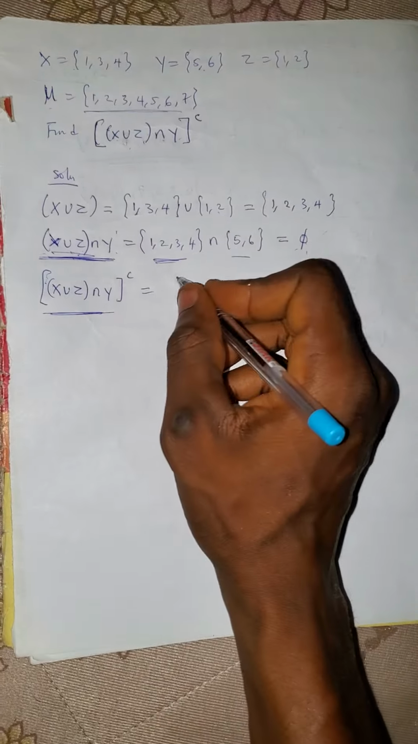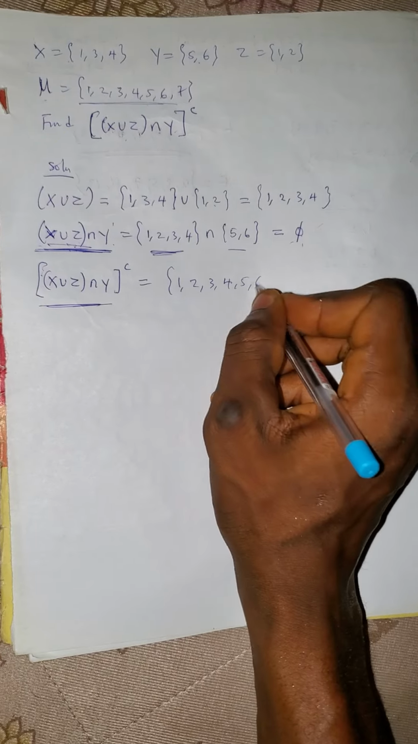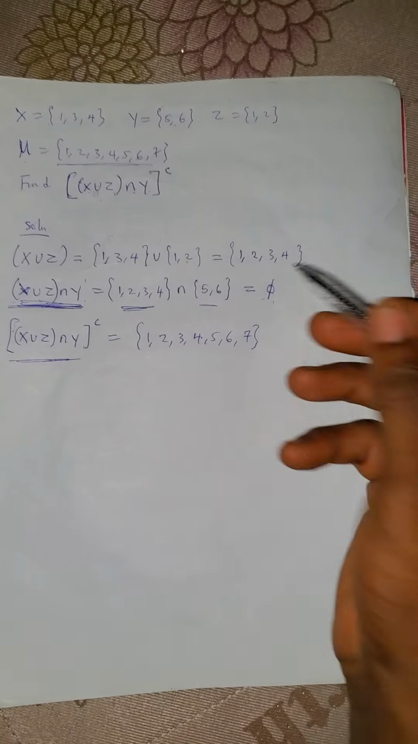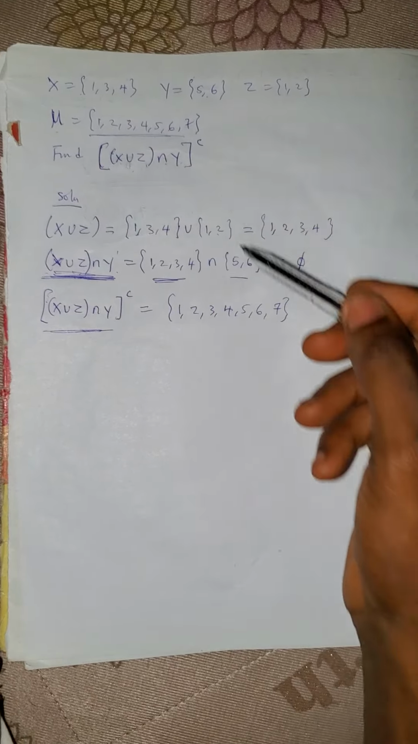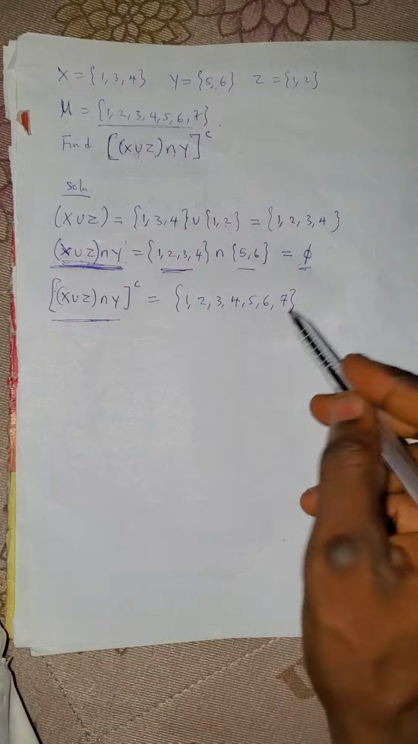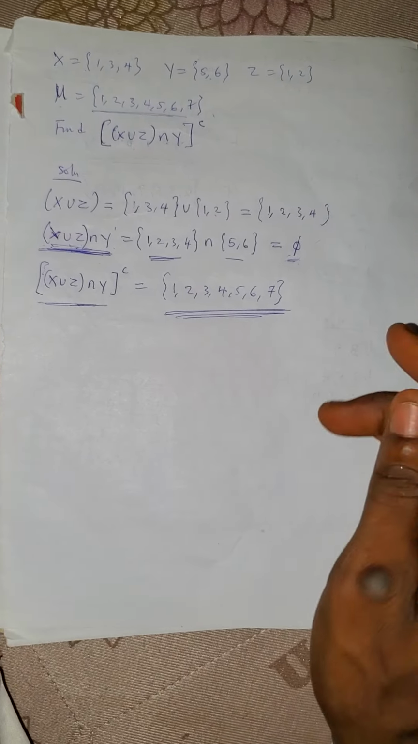Therefore, we have a lot of numbers in the universal set, which is 1, 2, 3, 4, 5, 6, and 7, that are not inside X union Z intersection Y, because X union Z intersection Y is empty set. So X union Z intersection Y complement is the elements in the universal set that are not inside this place, and what this one contains is empty set. So that's why X union Z intersection Y complement will contain all the elements in the universal set.